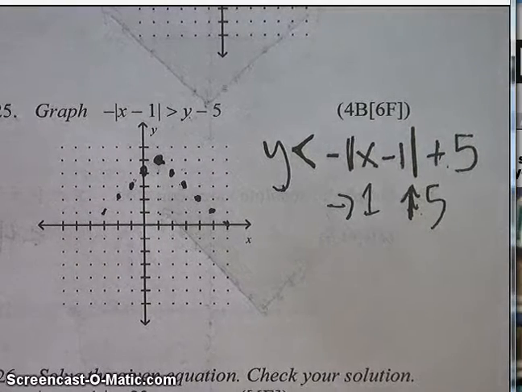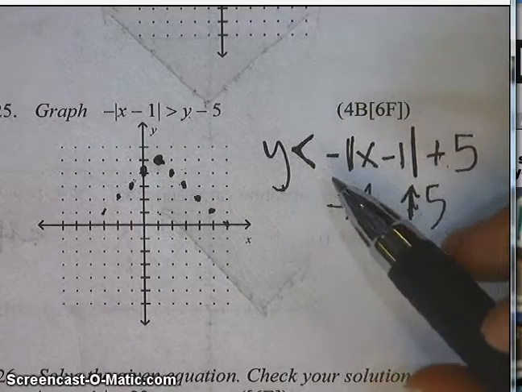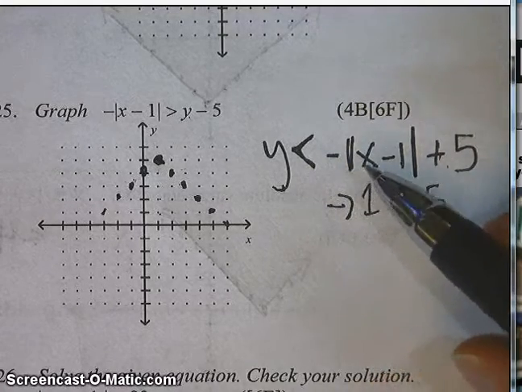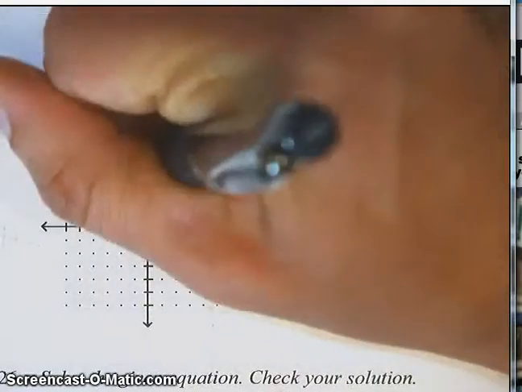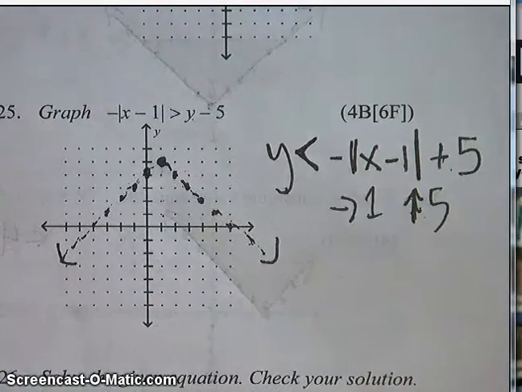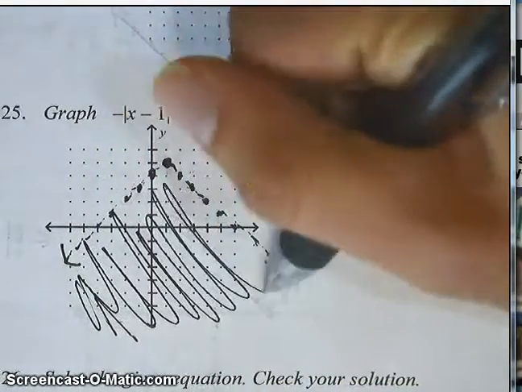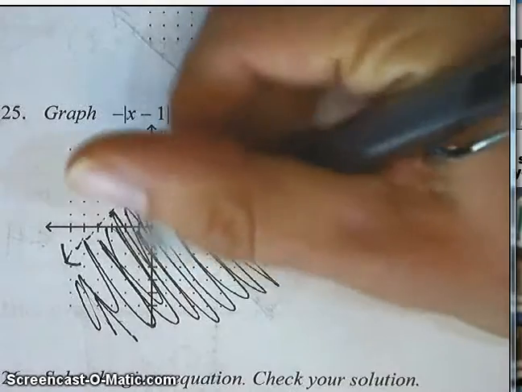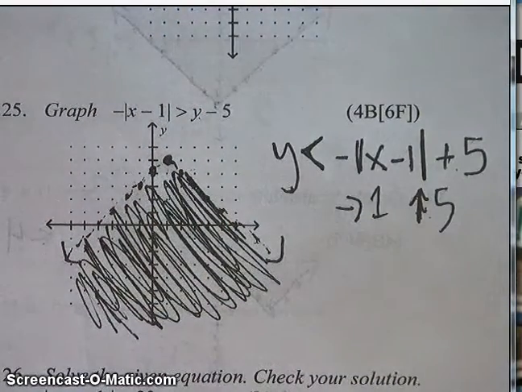Now, before I draw on the line, I need to decide if it's a solid line or a dashed line. This is a dashed line because it's just y is less than. It does not say y is less than or equal to. It's definitely a dashed line. And because it says y is less than, it means I need to shade below. So it's all this stuff.